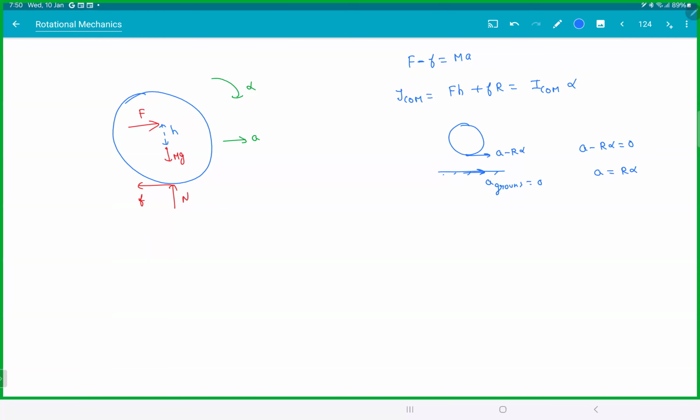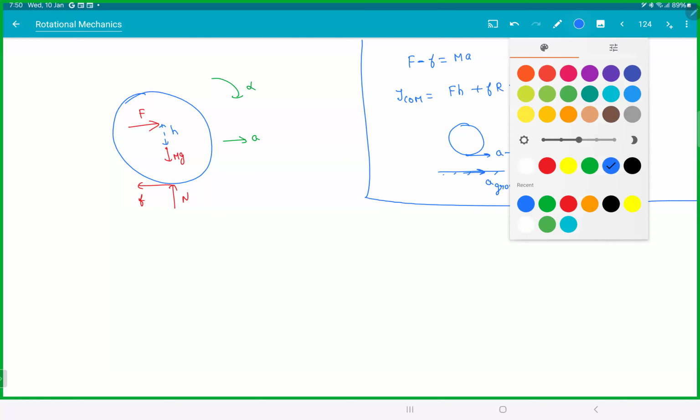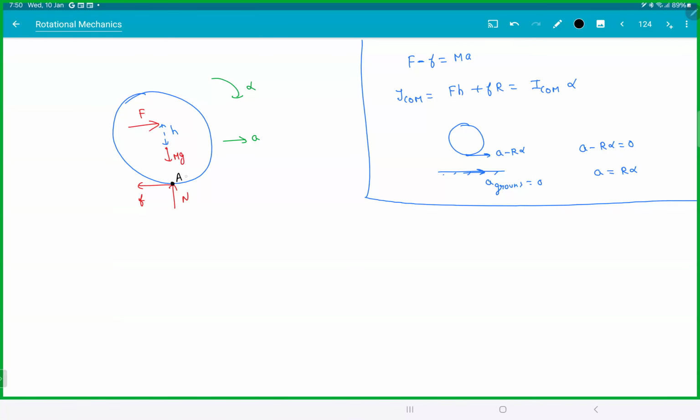Now, this is one way. I don't like this. There is a much better way to do this. If you look here, this point A is special. What is the acceleration of A? Acceleration of the ground, isn't it? And what is the acceleration of the ground? 0. Therefore, A is an inertial frame. Luckily here A is not accelerating. So I can take torque about A. The advantage of A is that 3 forces are passing through it, see. But you have to be sure that A is an inertial frame.